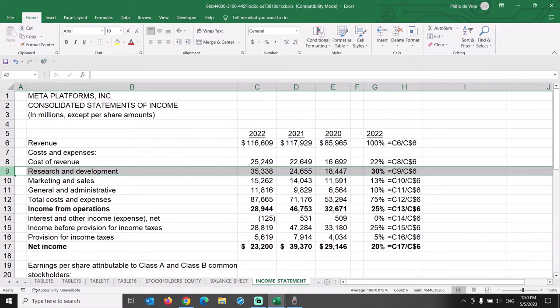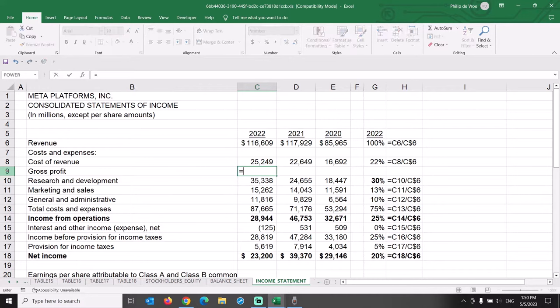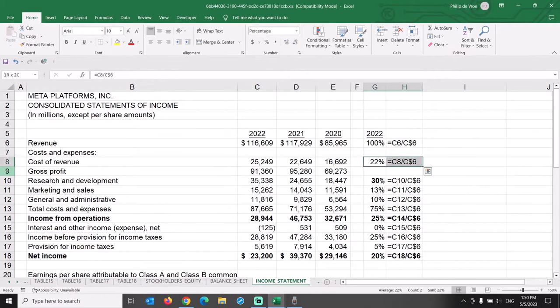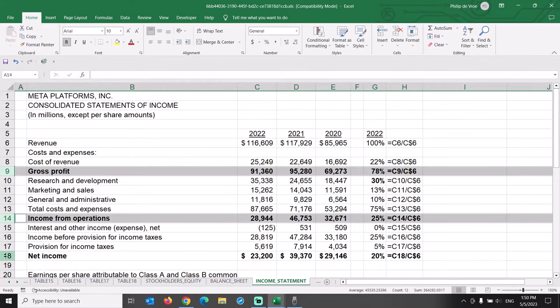Let's insert the subtotal of gross profit right after cost of revenue. Gross profit dollars equals revenue minus cost of revenue. C6 minus C8, D6 minus D8, E6 minus E8. We can express gross profit as percentage of revenue as well, 78%. Let's format the gross profit row in bold, just like income from operations, to show it is a subtotal rather than an expense line.